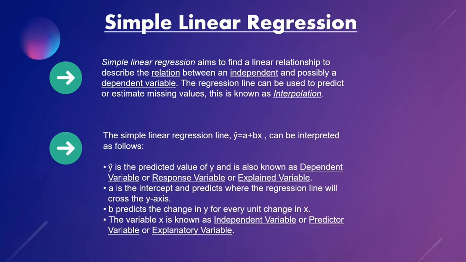The simple linear regression line y cap equals a plus bx can be interpreted as follows. Y cap is the predicted value of y and is known as the dependent variable or response variable or explained variable. A is the intercept and predicts where the regression line will cross the y-axis. B predicts the change in y for every unit change in x. The variable x is known as the independent variable or predictor variable or explanatory variable.